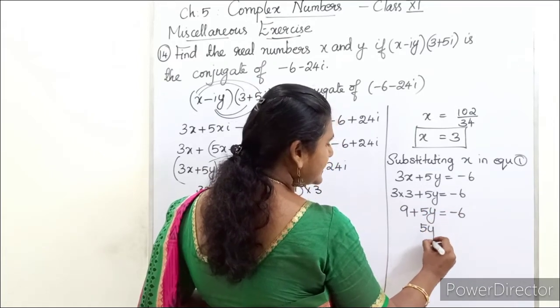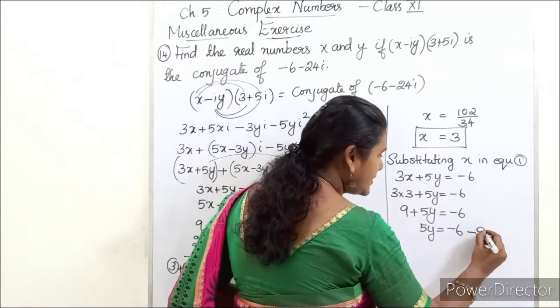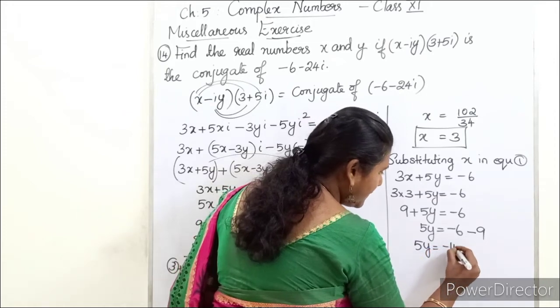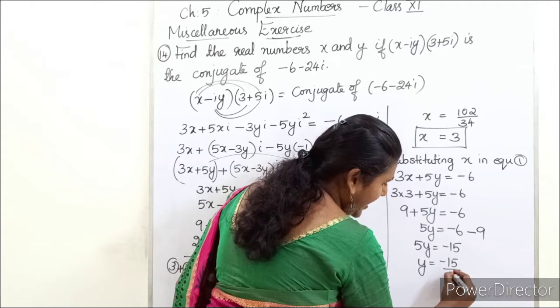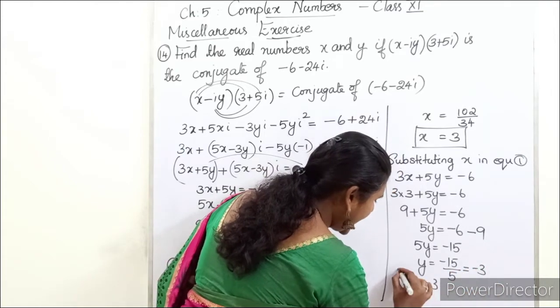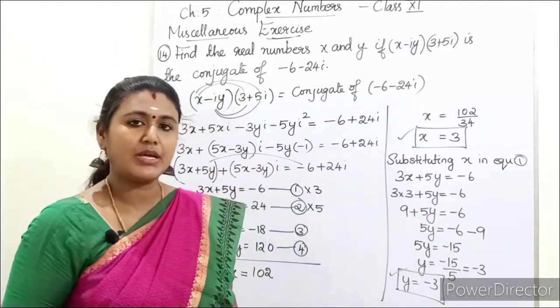So 5y is equal to minus 6. We will take this 9 to the right side. So minus 9. So 5y is equal to minus 15. So y is equal to minus 15 by 5, which is equal to minus 3. So we got the value of y as minus 3. So both x and y values we got.